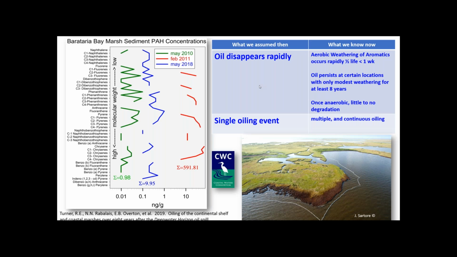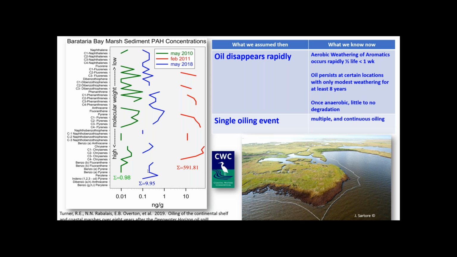This is a really great study by Gene Turner, Nancy Rabelais, and Ed Overton, looking at the concentration of PAHs in the marsh sediment. There are 3 time periods that they looked at. May 2010, just before the oil entered Barataria Bay, the sum of the PAH is about 0.98. Later on in February of 2011, you can see that it increased by a factor of 600. These are the concentrations of the individual PAHs in the homologs.